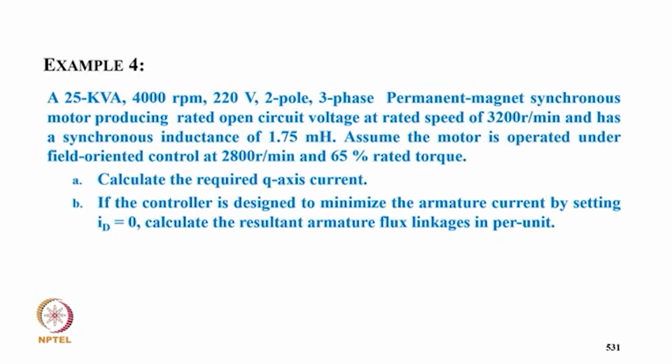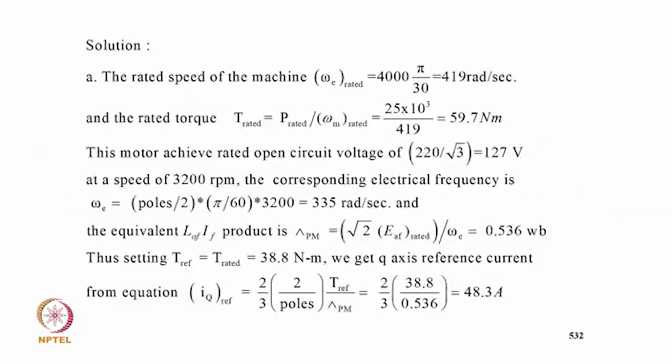So coming to example 4: a 25 kVA, 400 V, 2-pole, 3-phase permanent magnet synchronous motor producing rated open circuit voltage at rated speed of 3000 rpm and has a synchronous inductance of 1.75 millihenry. Assume the motor is operated under field oriented control at 2600 rpm and 65% of rated torque. Calculate the required Q axis current. A controller is designed to minimize the armature current by setting ID equal to 0. Calculate the resultant armature flux linkage in per unit.